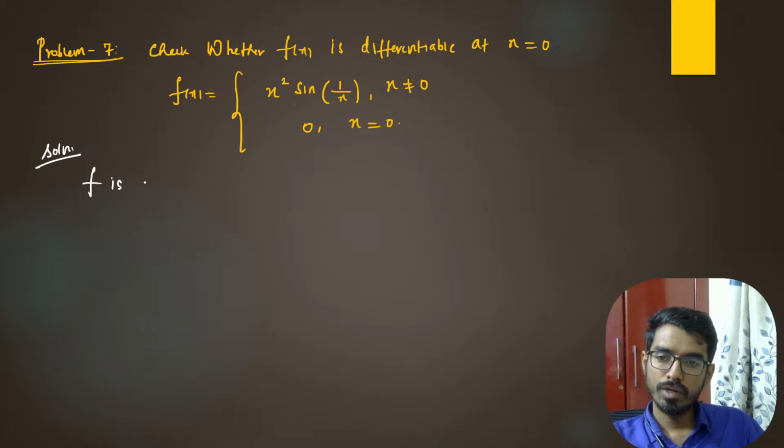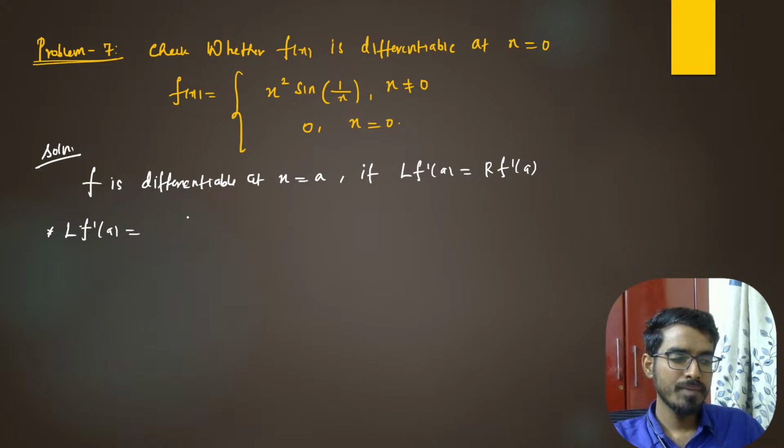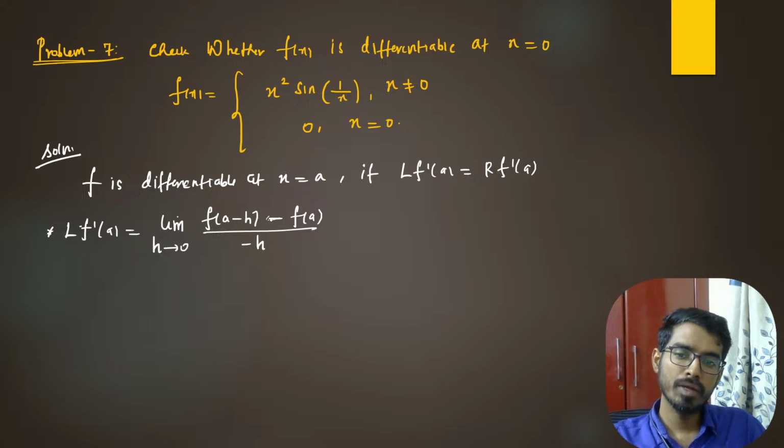f is differentiable at x equal to a if L of f dash of a is equal to R of f dash of a. So first we'll find L of f dash of a. What is L of f dash of a? Limit h tending to 0, f of a minus h minus f of a, whole divided by minus h. This formula we have derived, how it comes, right?